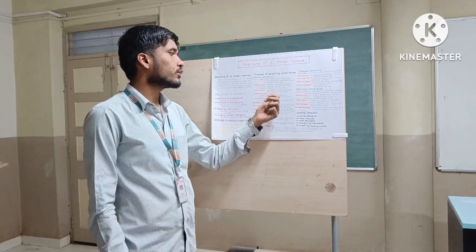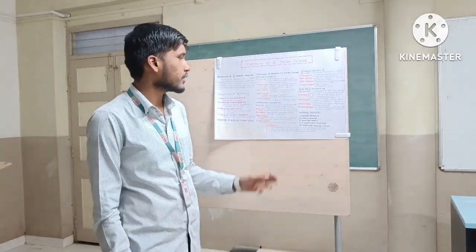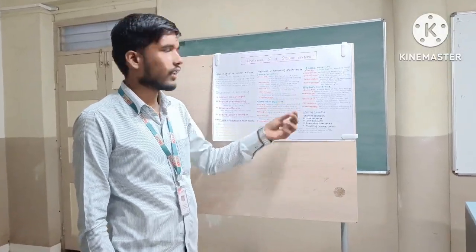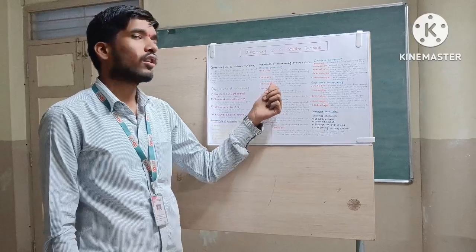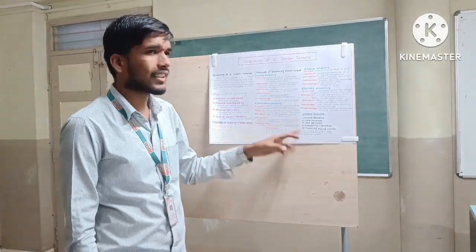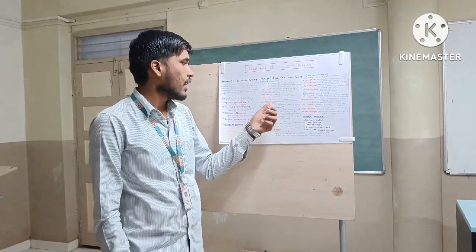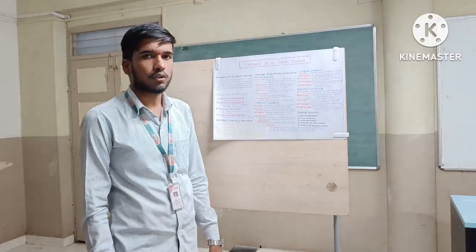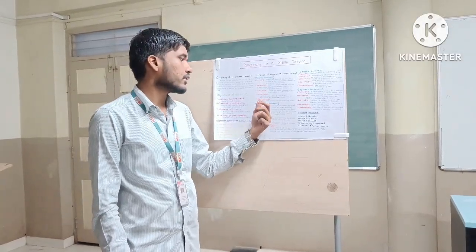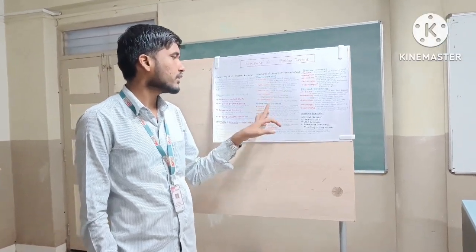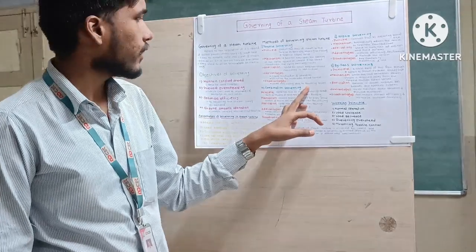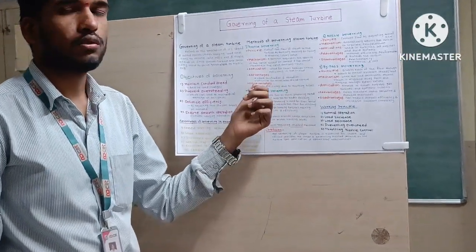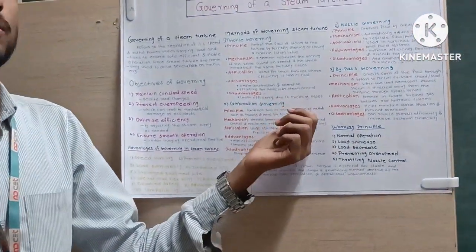Its application is in small turbines where efficiency is less critical. The advantages of throttle governing are simple construction and operation, and it is effective for moderate speed control. The disadvantage of throttle governing is lower efficiency due to the throttling process.